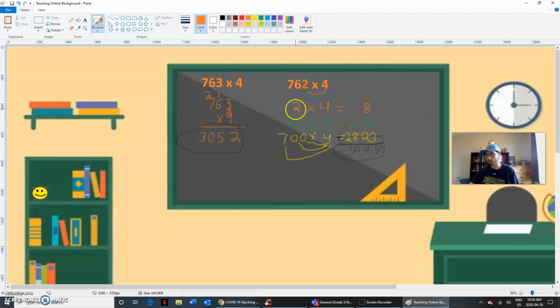So 3 times 4 is not 8, it's 12. And that's going to change my answer. So this is going to be a 12 instead of an 8. So let's fix this. 2 plus 0 is not this. It's going to be a 2. And 1 plus 4 is 5. Now we have 3,052. Now both are the same.